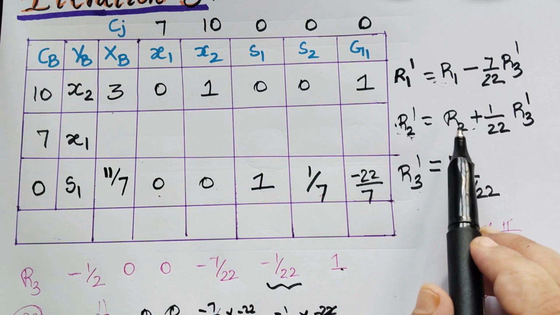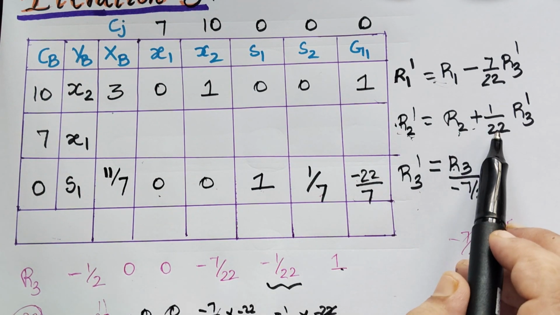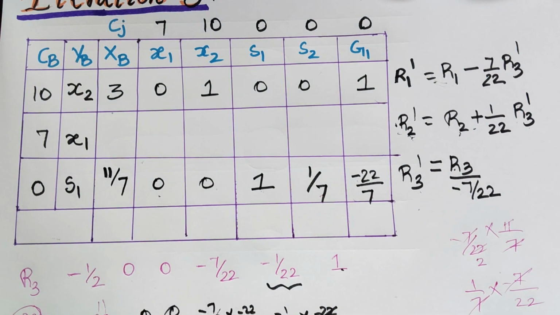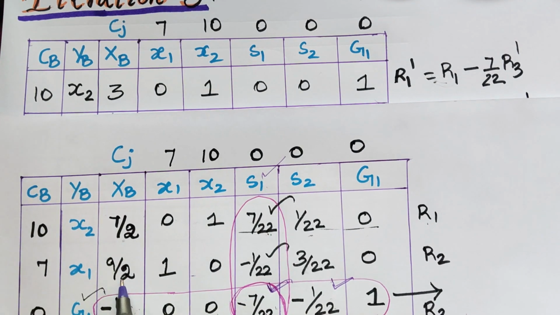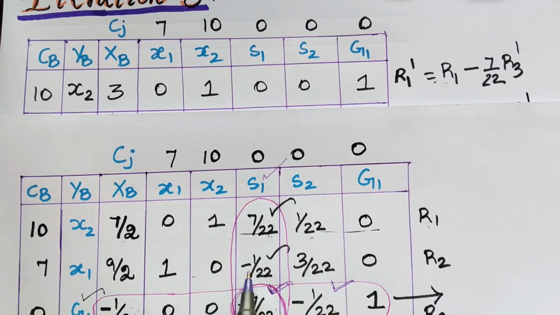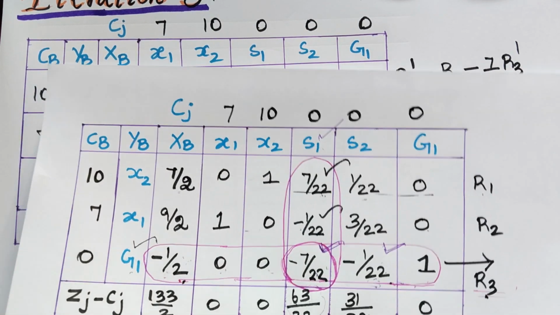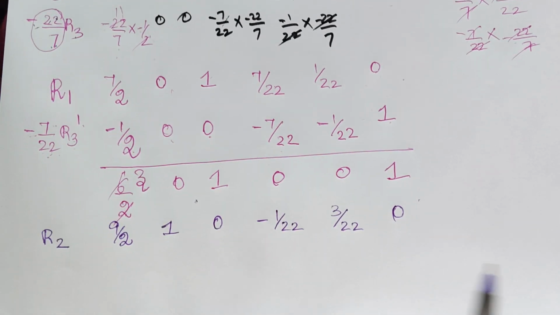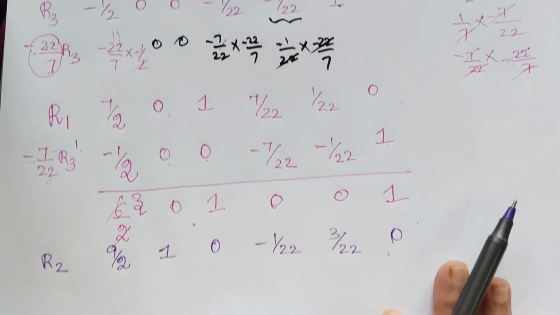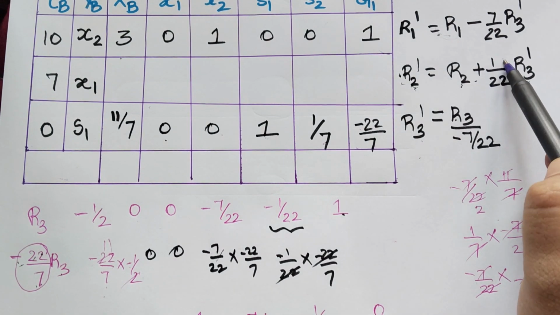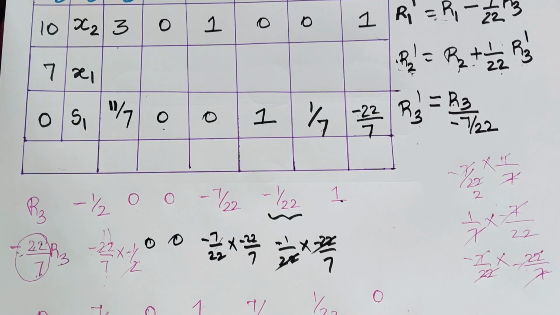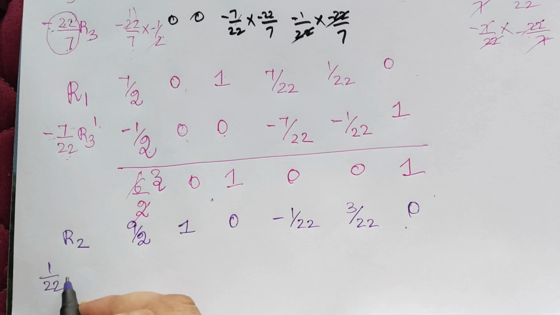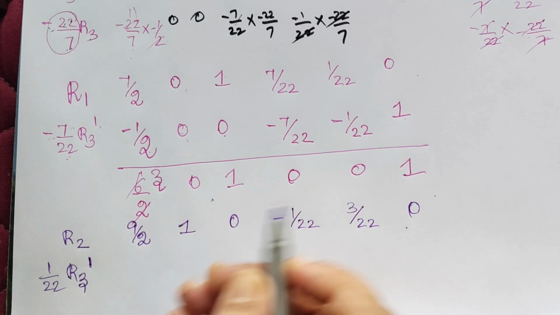Next we have to find R2 dash. What is that? R2 plus 1 by 22 R3 dash. First we will write R2. If you see, this is R2: 9 by 2, 1, 0, minus 1 by 22, 3 by 22, 0. So I have taken and written R2 here. Next what we have to do? We have to add it with 1 by 22 R3 dash. So we will find 1 by 22 multiplied with R3 dash. This is only R3 dash.